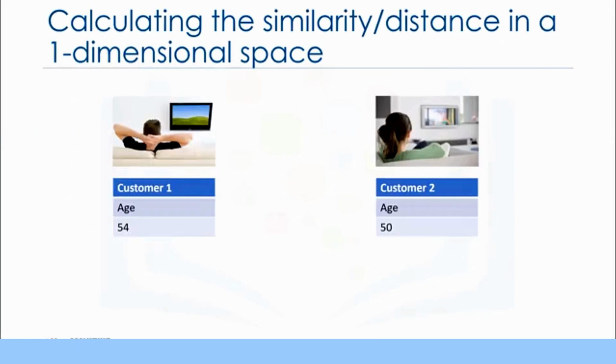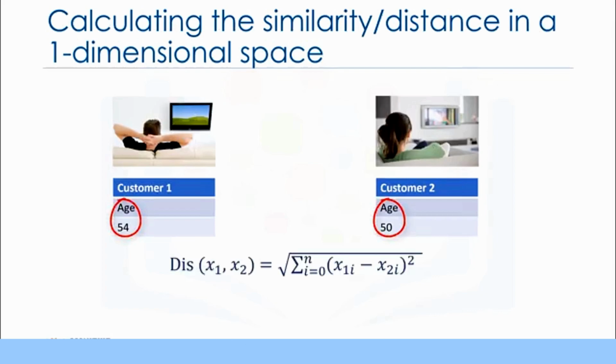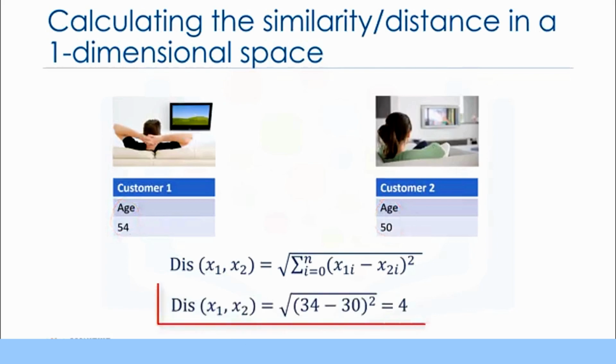Assume that we have two customers, customer 1 and customer 2. And for a moment, assume that these two customers have only one feature, age. We can easily use a specific type of Minkowski distance to calculate the distance of these two customers. It is indeed the Euclidean distance. Distance of x1 from x2 is the root of (34 minus 30) to the power of 2, which is 4.